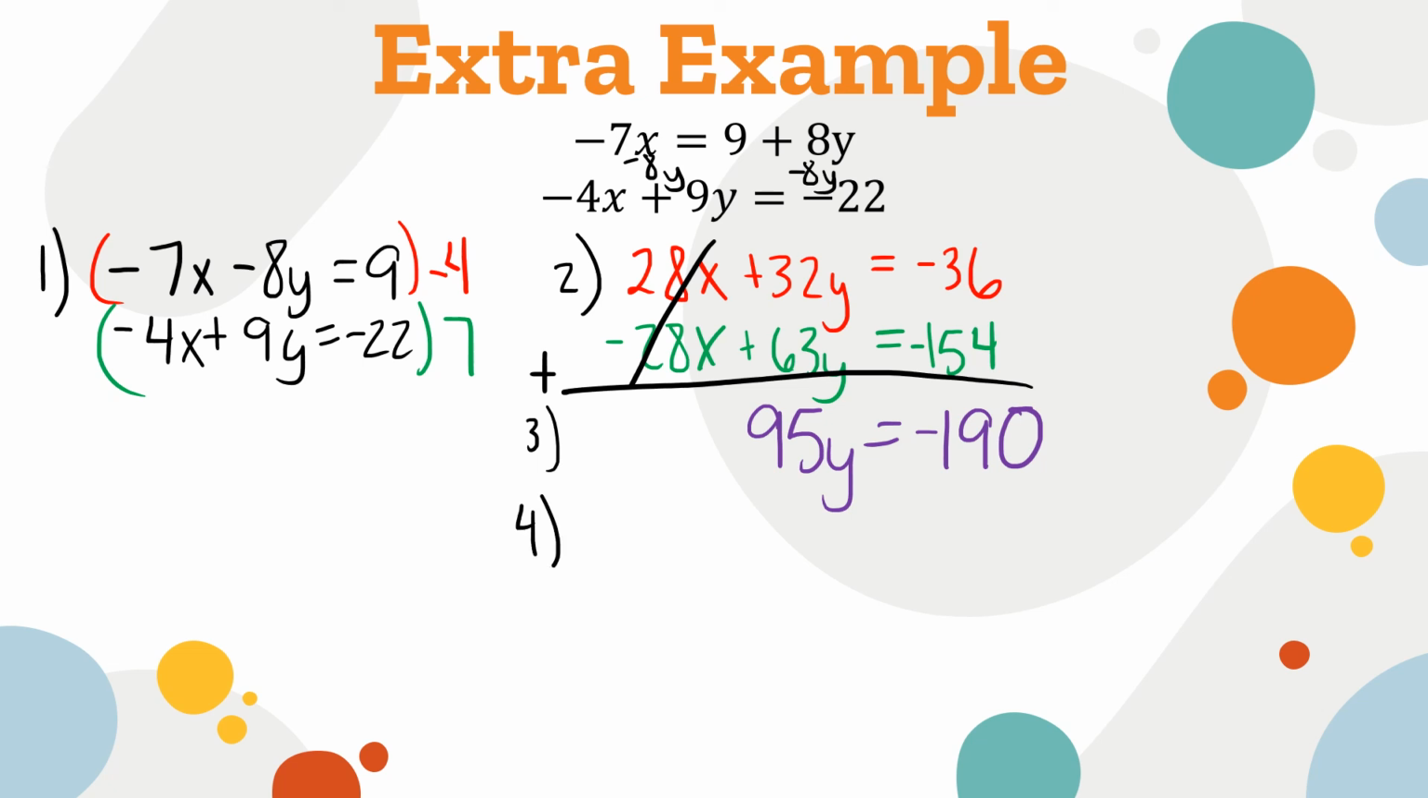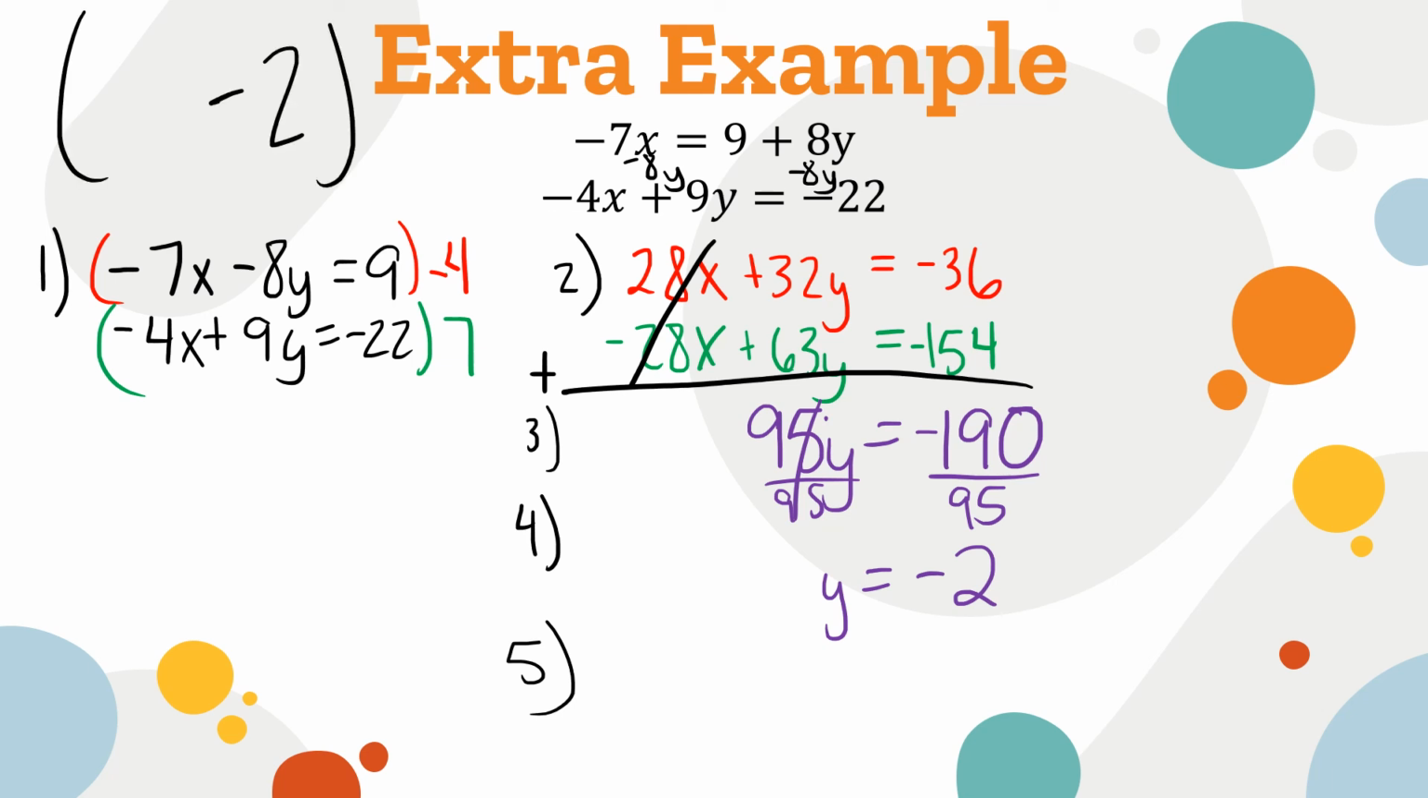Step 4, solve. So instead of times 95, let's divide by 95. Y equals -2. Step 5, if needed, find the other variable. Well, it's needed because so far I've just got a -2. Let's plug in -2 into either equation. I'm just going to choose the first one, no particular reason why.